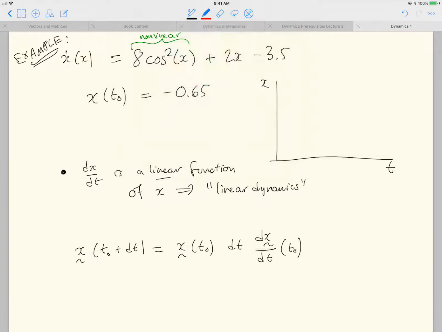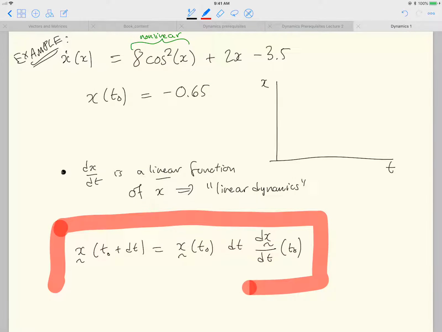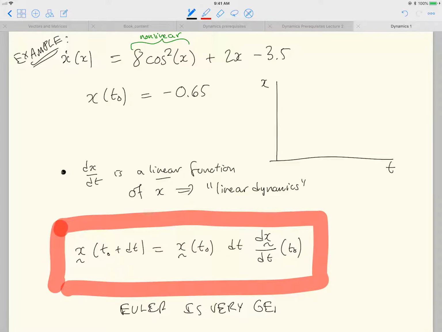So it's a very general rule. And again, here we could use higher order terms if we wanted to. So we're going to start with linear dynamics, but I want to emphasize that Euler is very general. It covers nonlinear and multidimensional dynamics.